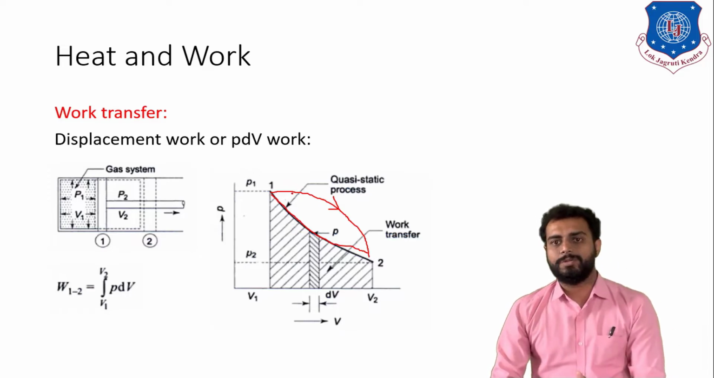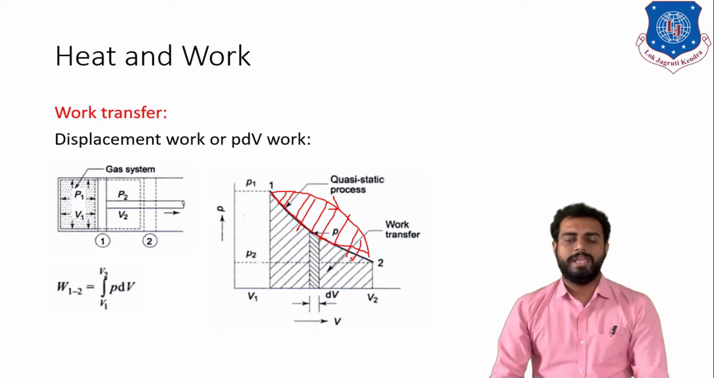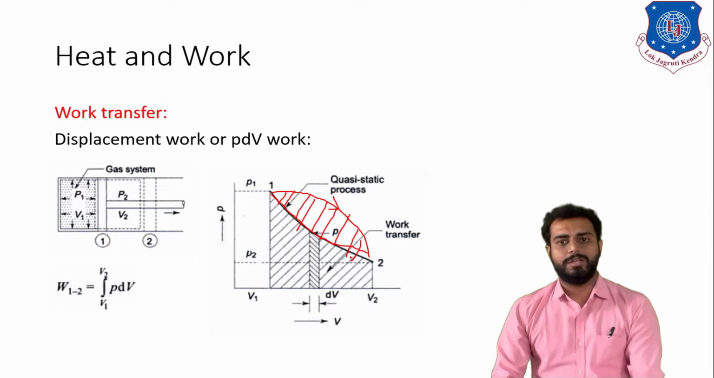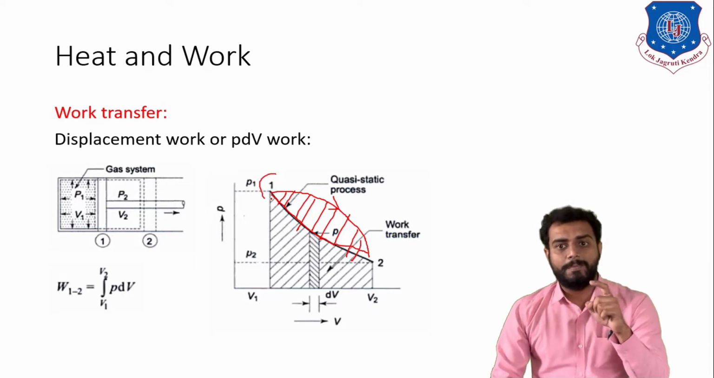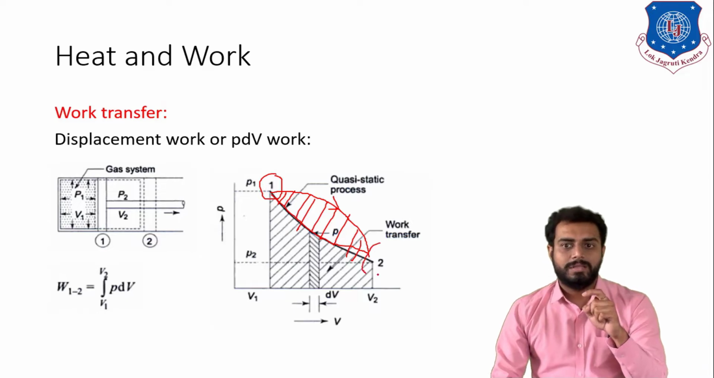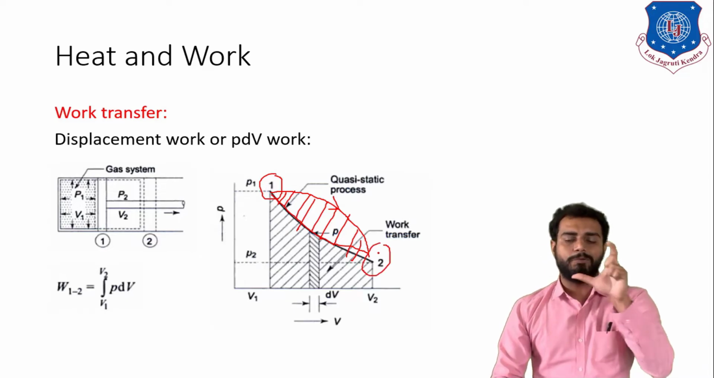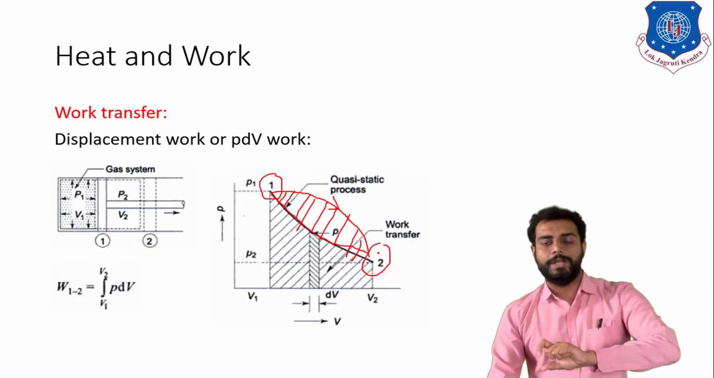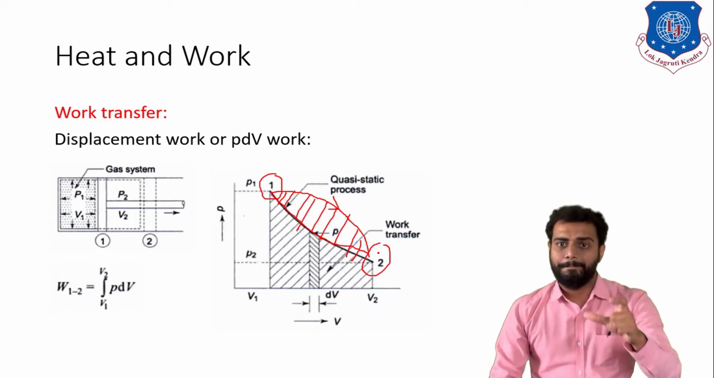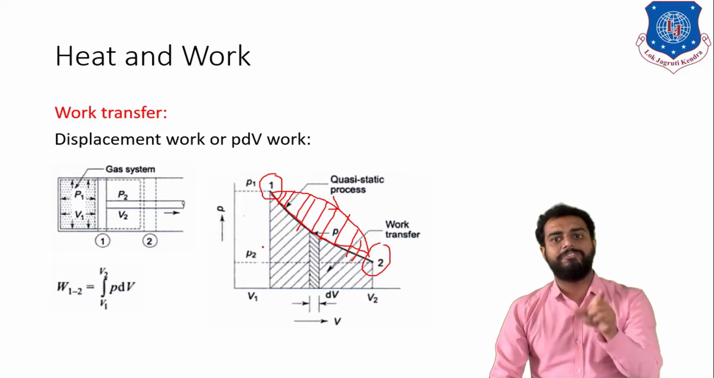So in the second process, the area is increased. Here you can see I am marking it by this portion. So the area is increased in the second case. So the work done has changed, though the initial point and the final point of the process are the same. The initial and final points are the same, but the paths are different.